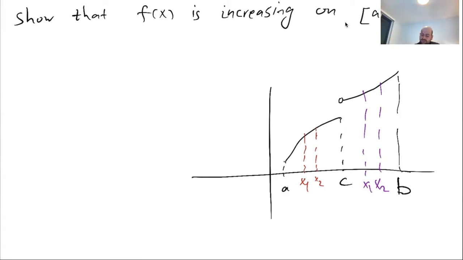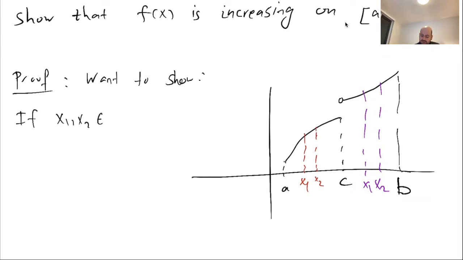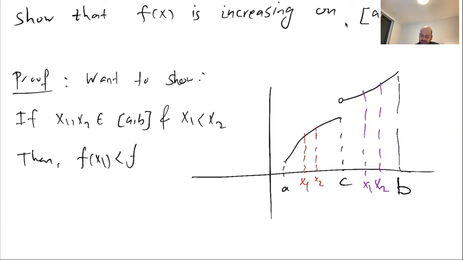So let me write down. So proof. We want to show that if x1, x2 are in A to B and x1 less than x2, then f of x1 is less than f of x2.